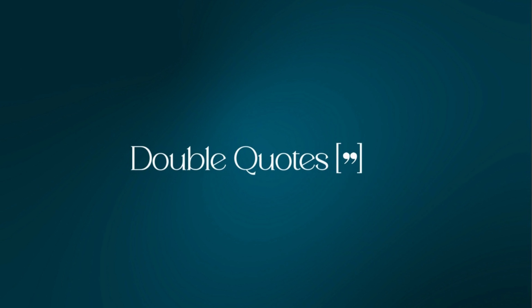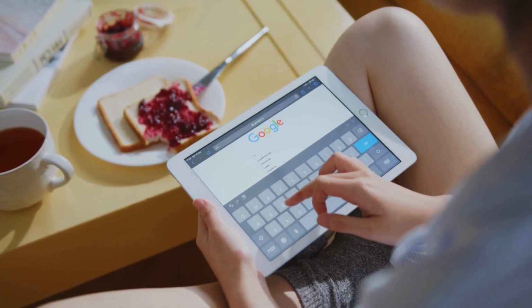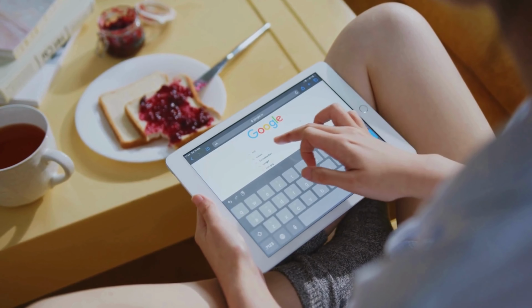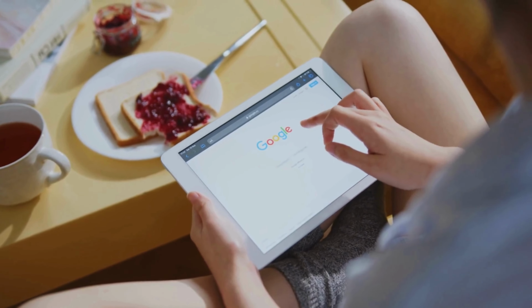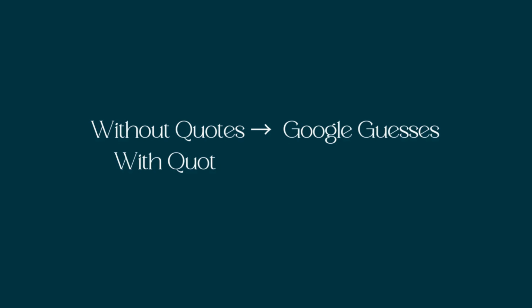The second most important search operator is double quotes. Double quotes force exact intent. Like in double quotes, you ask for "hire lead generation agency". Google obeys what you search particularly. Without quotes, Google just guesses. But with quotes, Google obeys. This is critical when scraping.